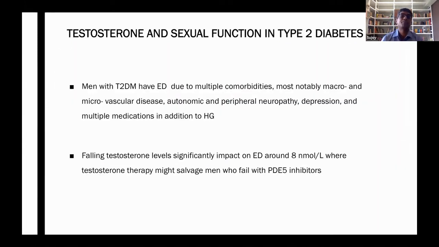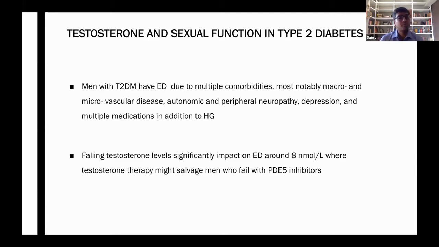What about testosterone replacement on sexual function? Now, erectile dysfunction and sexual dysfunction, either in men or women, is actually multifactorial, with a significant proportion of it being psychological, rather than having other issues.